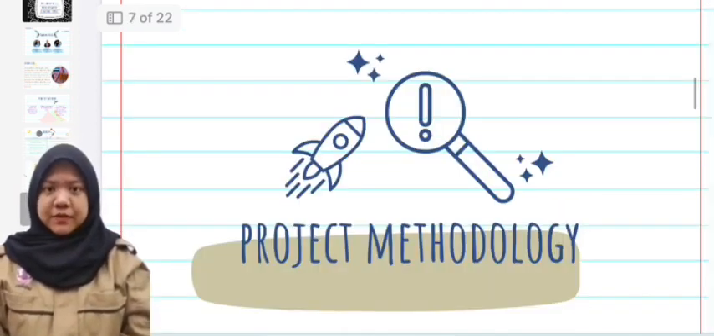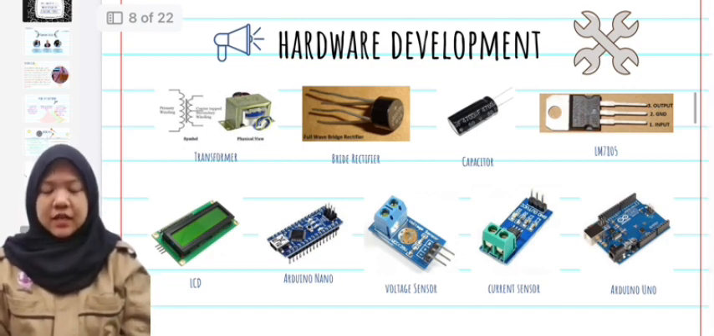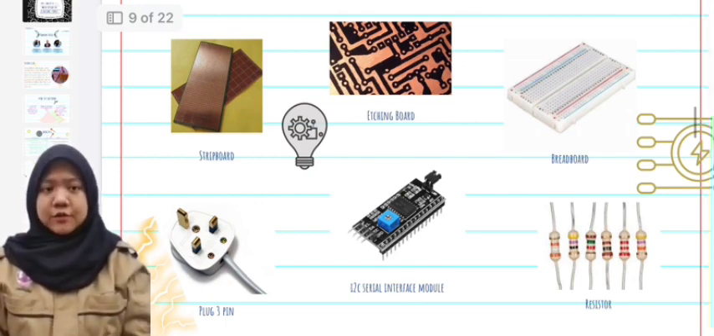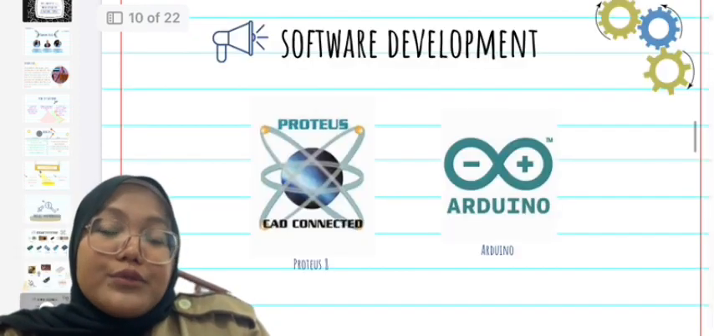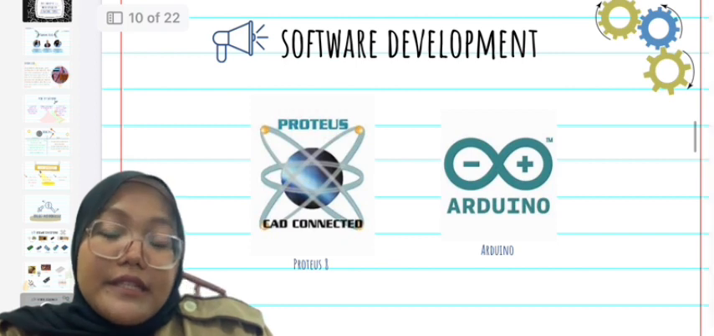These are the hardware components of our project. We use a transformer, bridge rectifier, capacitor, IC LM7805, LCD, Arduino Nano and Uno, voltage sensor and current sensor. We also use strip board, etching board, breadboard, 3-pin plug, I2C serial interface module, and resistor. The software we use is Proteus 8, to make a PCB layout and a schematic of our circuit. Mostly we use this application to print, make and build the circuit.